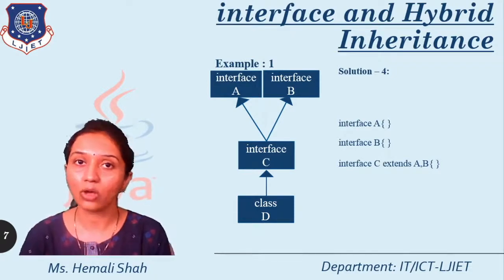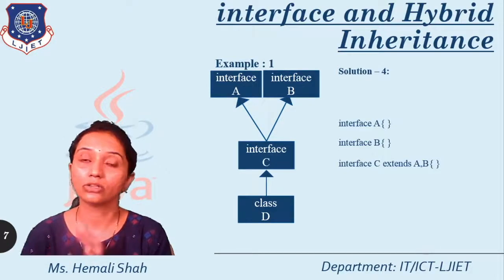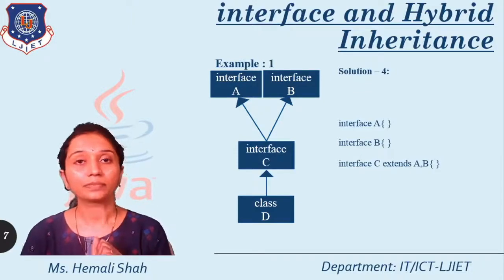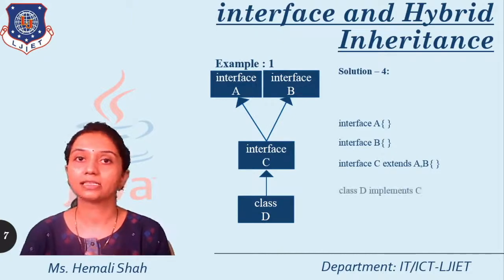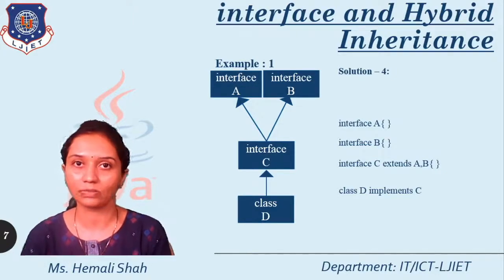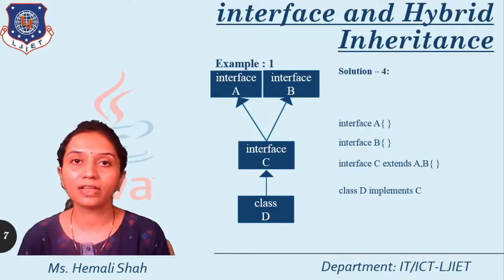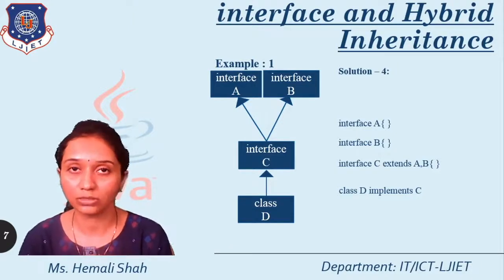This extends is possible with a comma separated list of interfaces only, not a comma separated list of class names in Java. Right? Now if you are going to create the D class, then the syntax will become like this: class D implements C, because now C is an interface. That's why the keyword to inherit from an interface is the implements keyword. Right? So these 4 are the possible solutions.